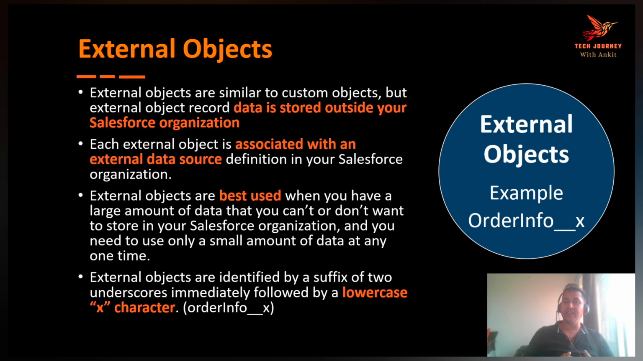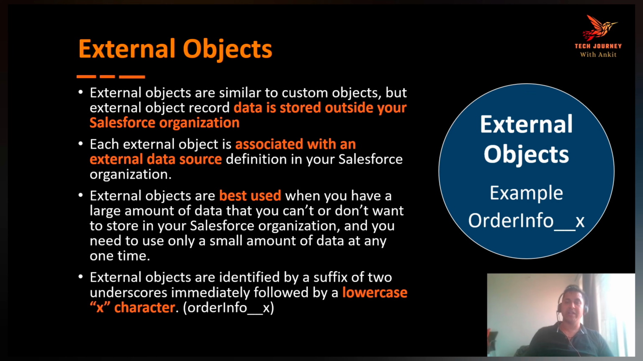You can identify the external objects on the Salesforce platform by a two underscore suffix followed by a lowercase x. For example, here Order Info is my external object. So here I have the two underscores followed by the x, which is in lowercase. So whenever you see any object which is ending with underscore underscore x, make sure that these objects are external objects.